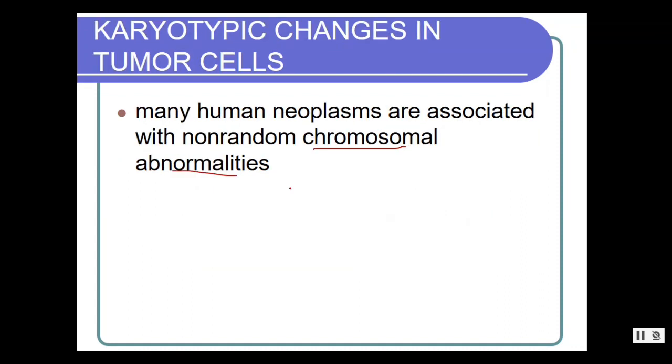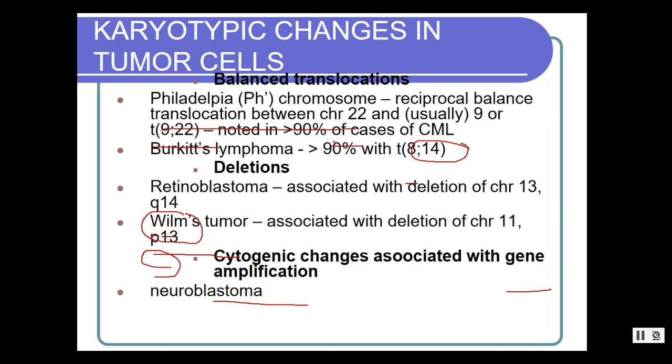Now, others consider chromosomal abnormalities to be a cause of tumor. For example, translocation. When you say translocation, there is a transfer of one part of the chromosome to another part. No?